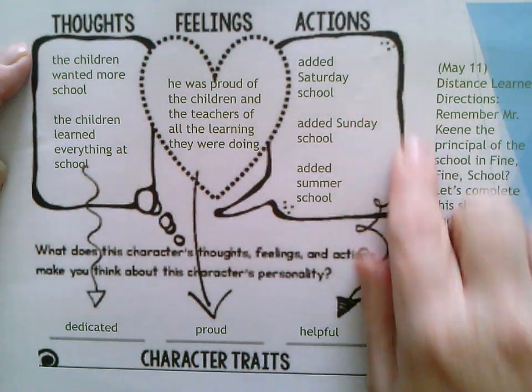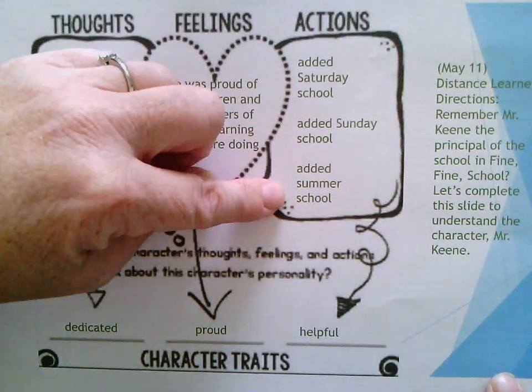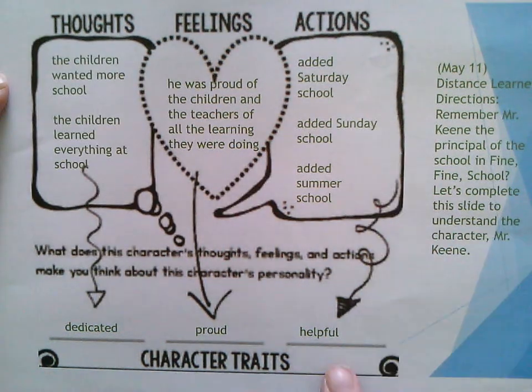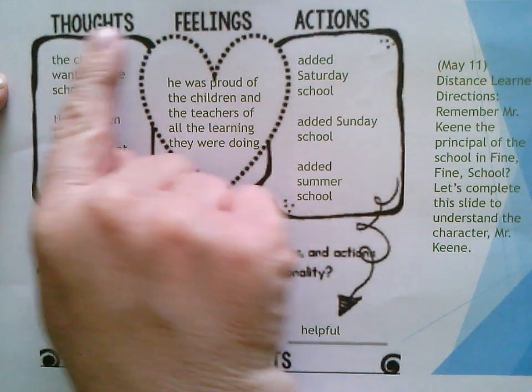And the actions that he did, he added Saturday school and he added Sunday school and he even added summer school. And with those actions, he thought he was being helpful. That tells me one of his character traits is that he's a helpful man, and we would see him as helpful throughout the whole story. So these traits of him, dedicated, proud, and helpful, are three ways that we could describe his personality throughout the whole story, just based on what we knew he thought and felt and how he acted.